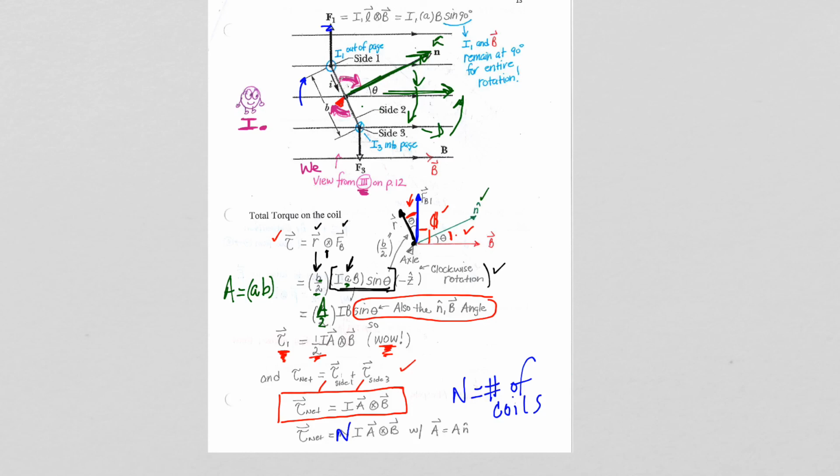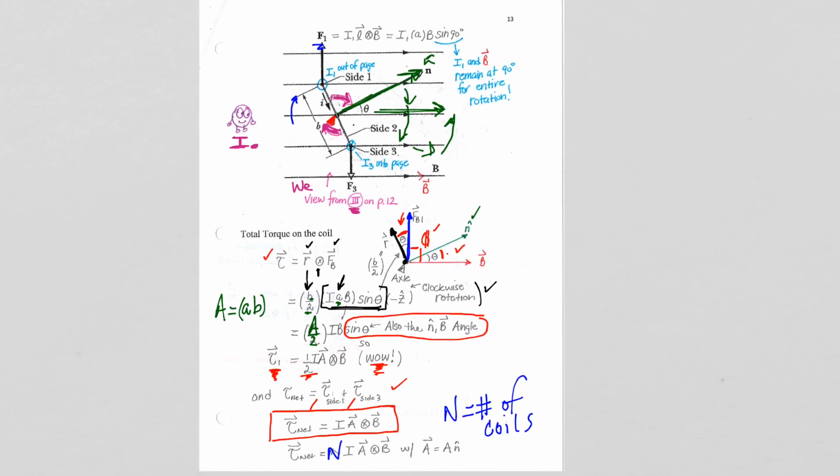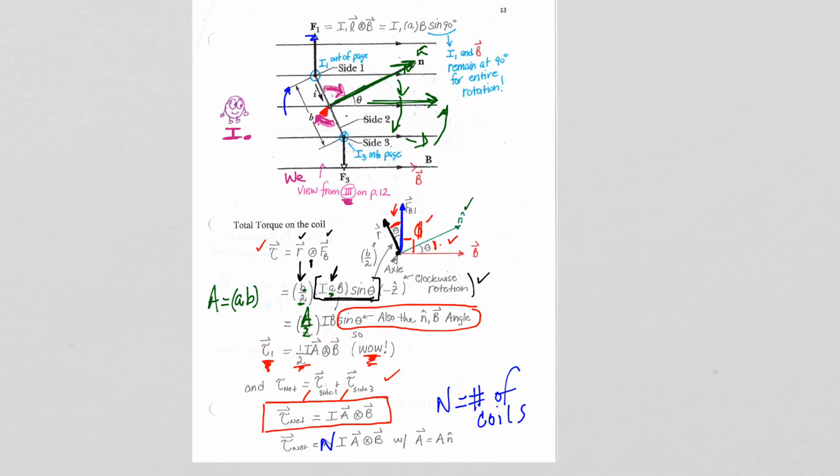Torque equals IA cross B, or sometimes I magnitude A n hat cross B. Okay, so hopefully you could follow the perspective and the logic with the torque, back to going through mechanics with R cross F to how we logically came up with IA cross B, and we will be using that to understand the rotation of coils in magnetic fields.